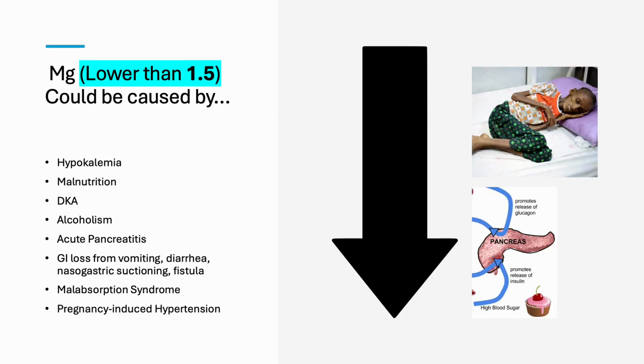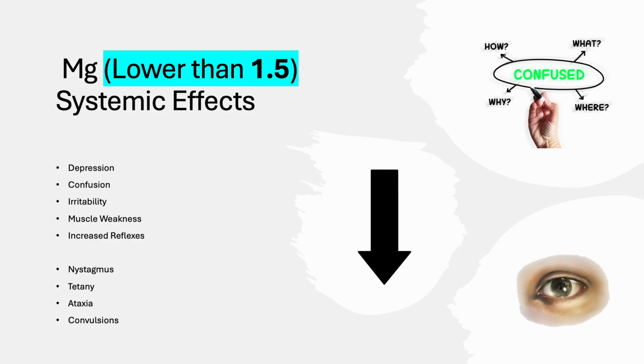Low magnesium levels, lower than 1 or 1.5, could be caused by hypokalemia, malnutrition, DKA, alcoholism, acute pancreatitis, GI loss from vomiting, diarrhea, nasogastric suctioning, or fistula, malabsorption syndrome, or pregnancy-induced hypertension.